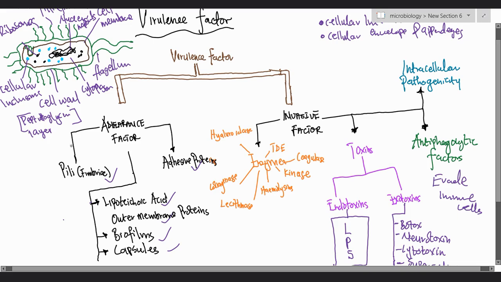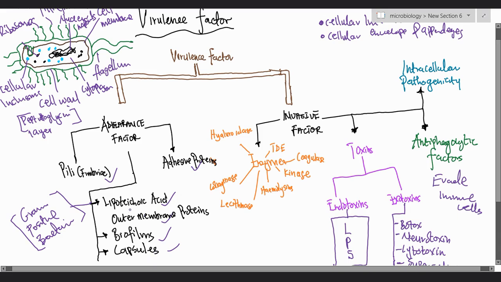And we have the lipoteichoic acid. So the lipoteichoic acid, for instance, is mostly found in what? In gram-positive bacteria. So the lipoteichoic acid is a component of the cell wall of the gram-positive bacteria. And it's one of the characteristics that the bacteria has, especially the gram-positive bacteria, that allows it to attach itself to the host surface. Then we have the outer membrane proteins, the biofilms, and then the capsule.